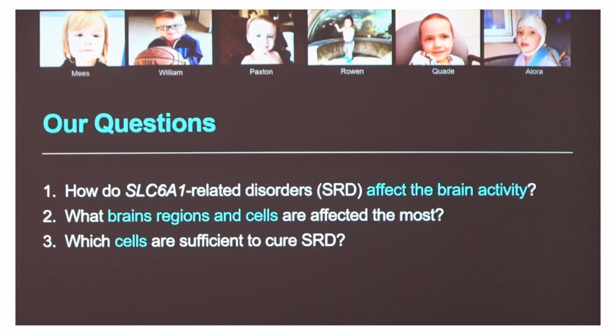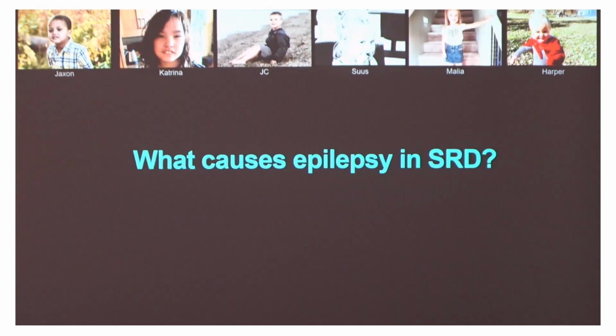So my talk is titled Deconstructing Epileptic Circuits in the Mouse Model of an SLC6A1-related disorder. And we are based in Gladstone Institutes, UCSF. Our main questions in the lab are, how is the mutation SLC6A1 affecting the brain activity? What brain regions and cells are affected the most? And which cells are sufficient to cure SRD?